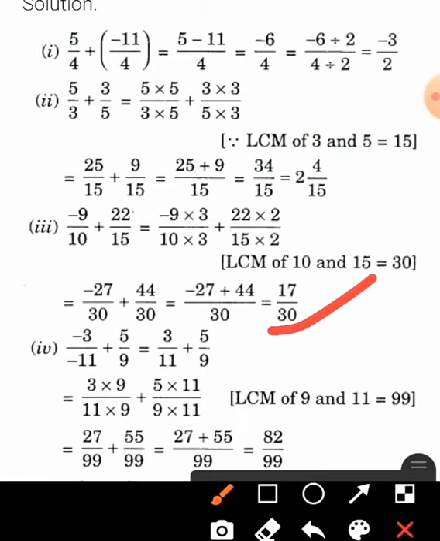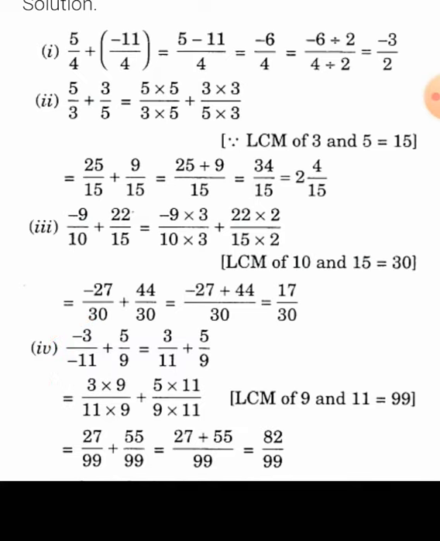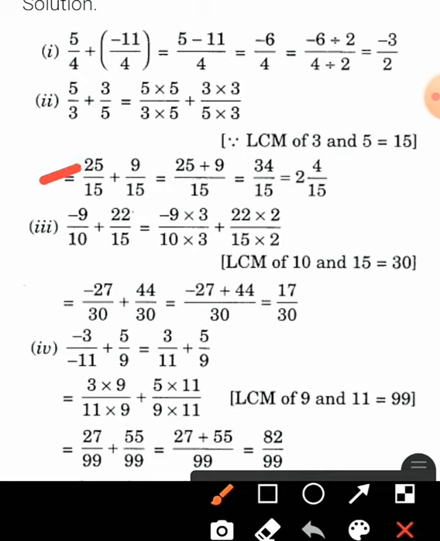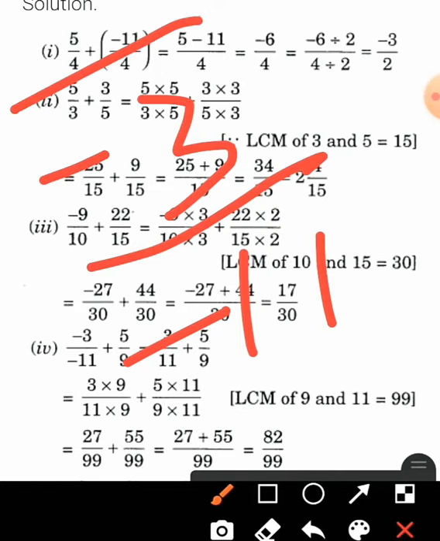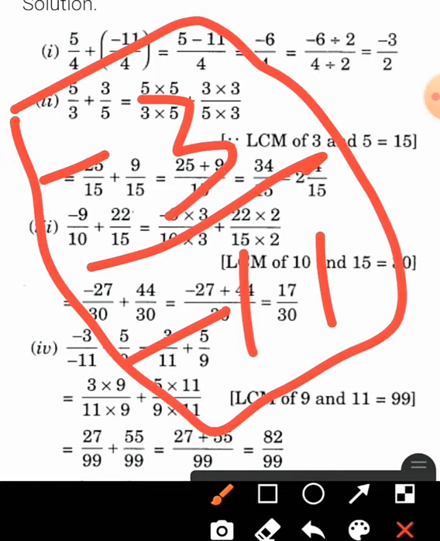Now, moving ahead with the fourth question. The fourth question is minus 3 upon minus 11. Now, minus is given in the numerator as well as in the denominator. You have minus on both places. Minus 3 upon minus 11. Now, whenever minus is given this way, this is one whole fraction, one rational number.